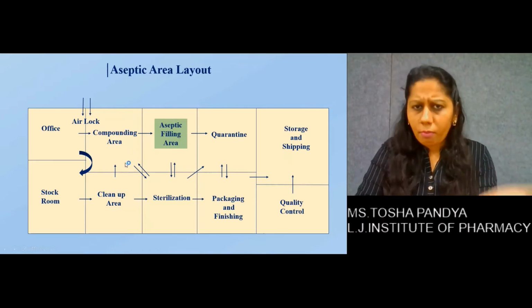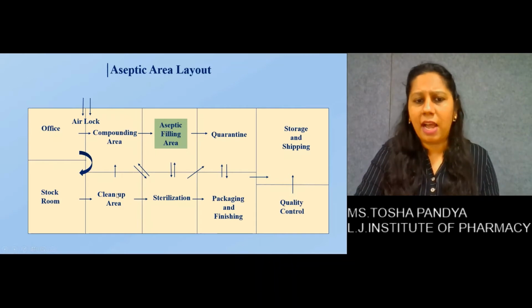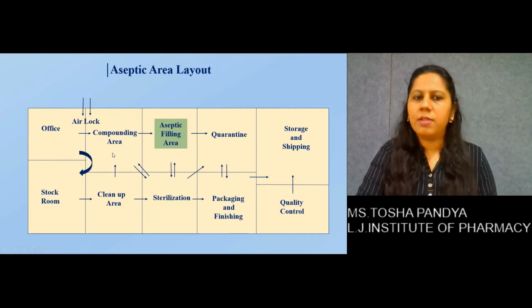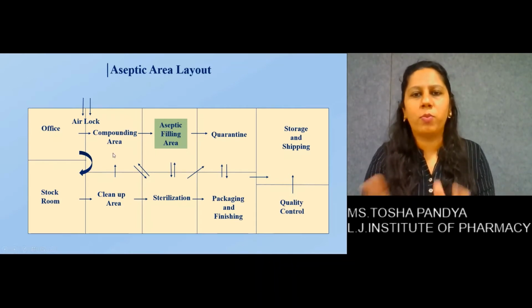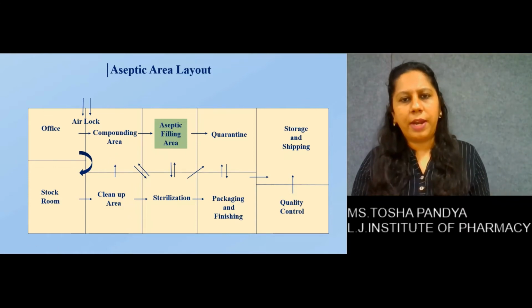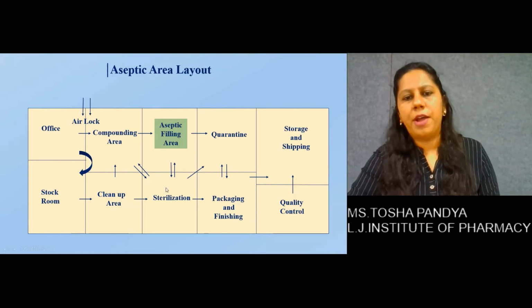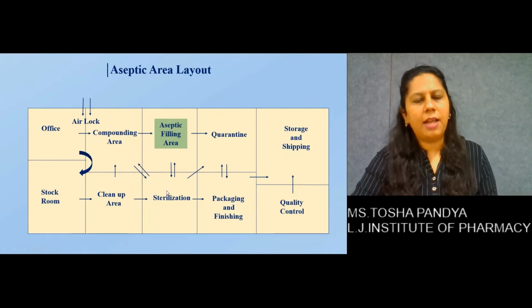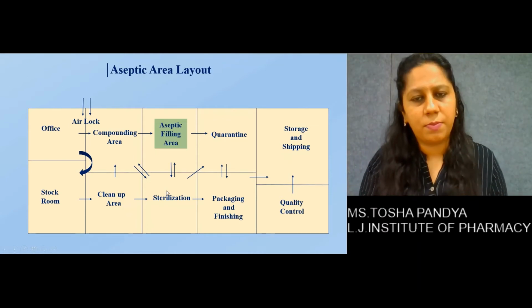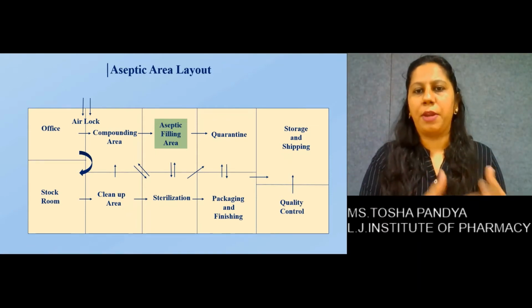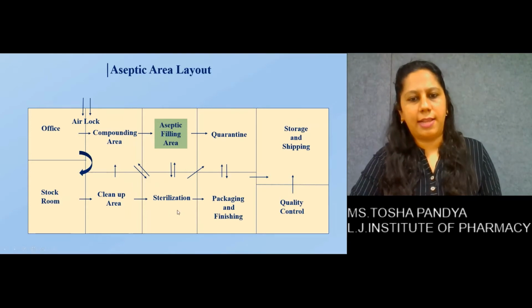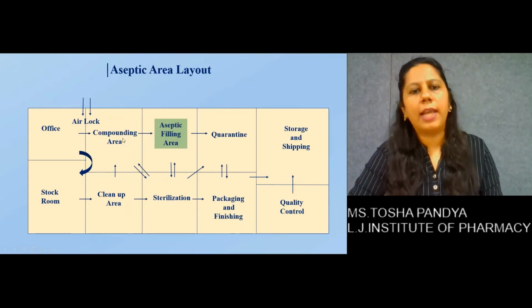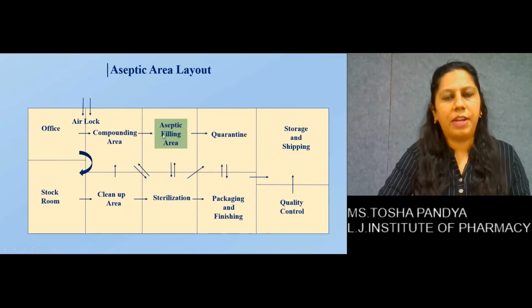Okay, if it is to be end sterilized, then from the cleanup area, you enter the compounding area first, where you mix the ingredients, and then finally the product goes to the sterilization area. There the product is end sterilized, means first the product is manufactured and then it is sterilized. Okay, so from the compounding area, it may enter into the aseptic filling area.